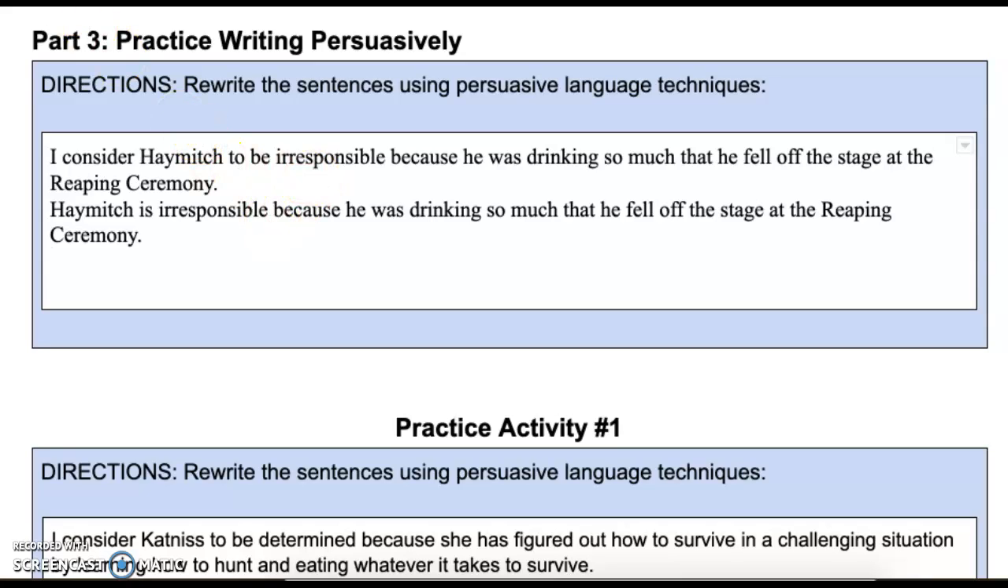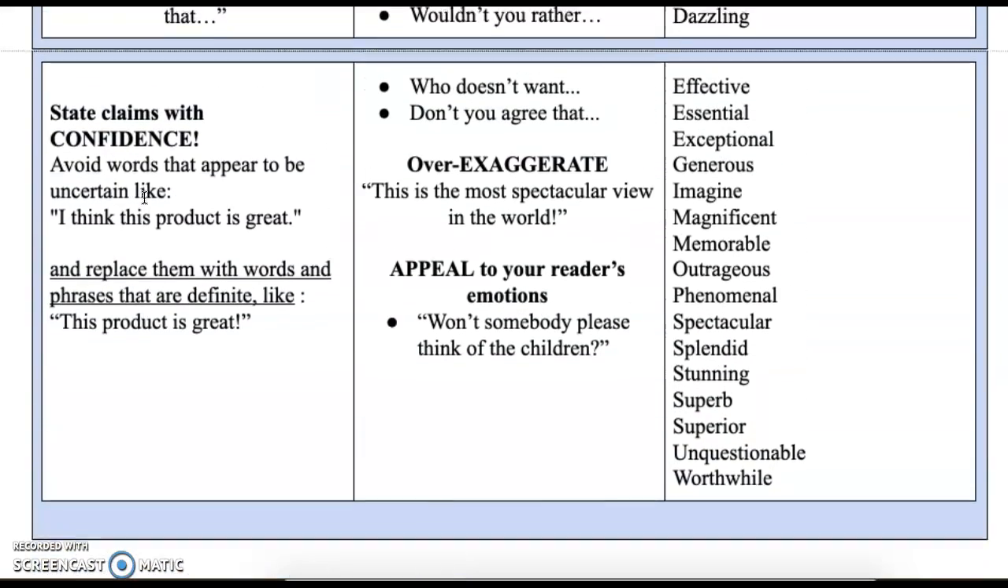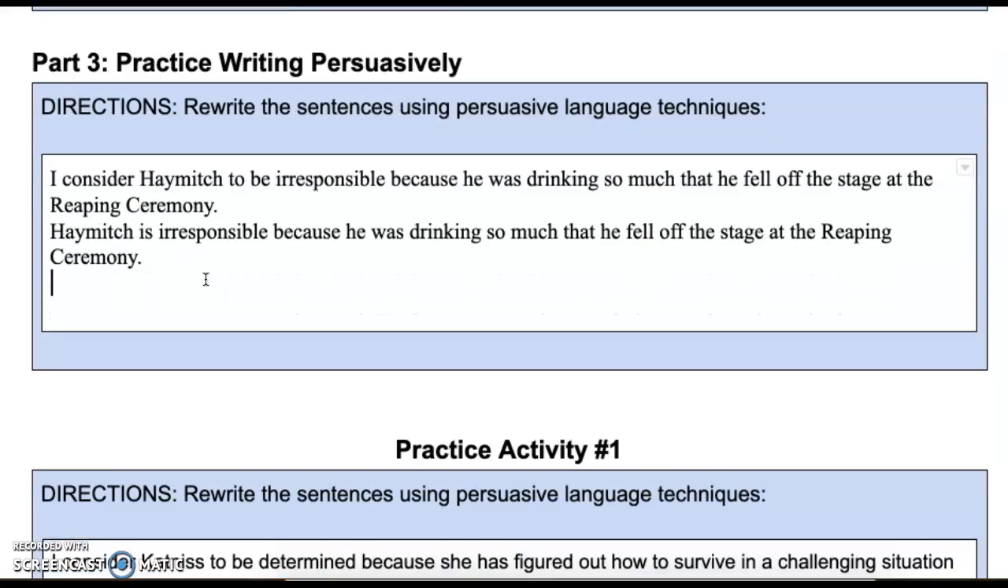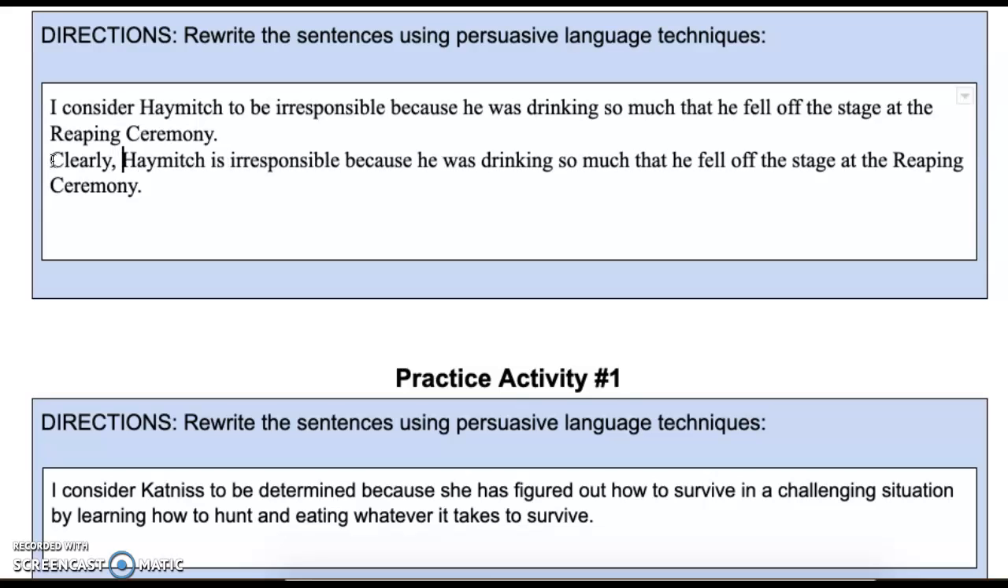But I know that I want to use more than just one persuasive technique, so I'm going to come up here and see how I might be able to use another persuasive technique. And I remember that I used one of these up here. I'm going to try to use a different one. So I think I used "everyone knows" on the last one. So I'm going to try, I think I'm going to use "clearly." So I'm going to start my new sentence with "Clearly, Hamish is irresponsible." But I think I can do even better than that.